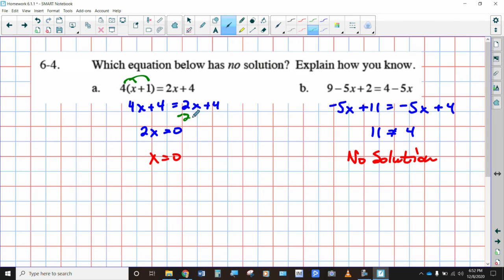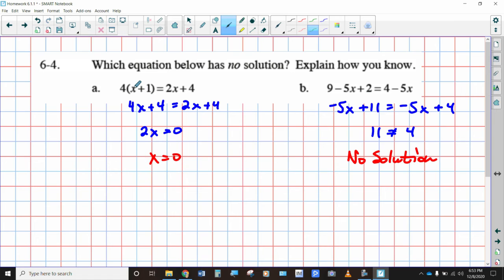So when you take away 2 x's from each side, and then you take away 4 from each side, you're left with this situation where you get 2x is equal to 0, right? Because 4 minus 4 is 0, and 2x minus 2x is 0. So at this point, what number do you multiply times 2 to give you 0 for an answer? Well, that would be 0, because 2 times 0 is 0. So x has to be equal to 0 here.